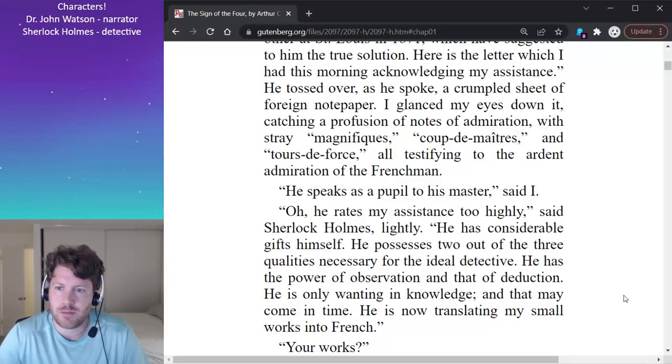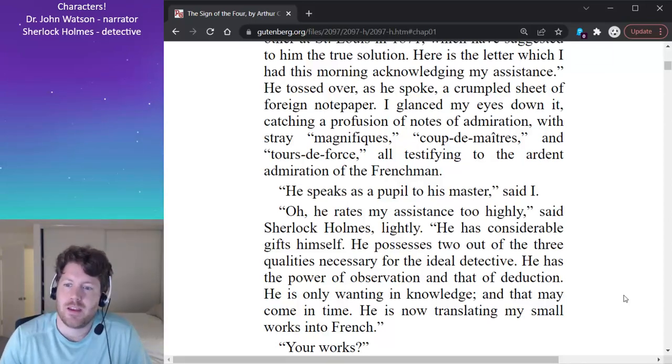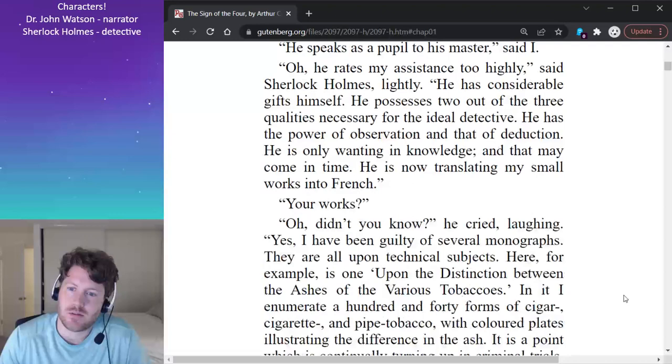He speaks as a pupil to his master, said I. He rates my assistance too highly, said Sherlock Holmes lightly. He has considerable gifts himself. He possesses two of the three qualities necessary for the ideal detective. He has the power of observation and that of deduction. He is only wanting in knowledge, and that may come in time. He is now translating my small works into French.